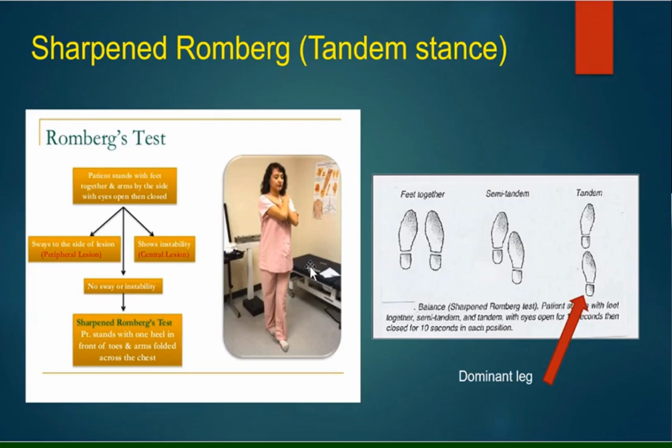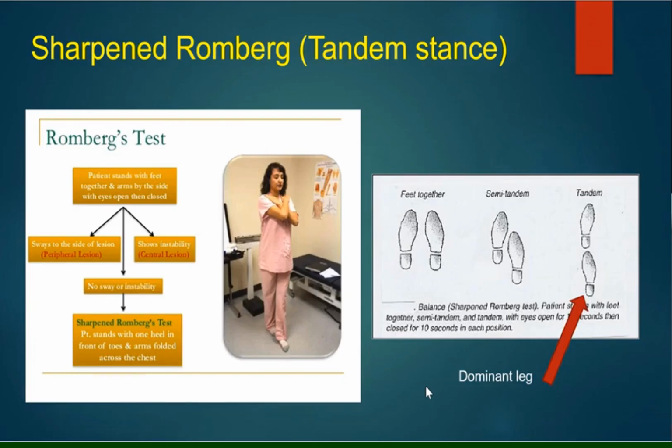And you want to do the test firstly with the dominant leg as the back foot, and then you can switch it out and see if there's issues with the non-dominant foot as the plant foot. So that's the skinny on the Sharp-Romberg test. It's a rapid screening test, and a positive screen would be the inability to hold the stance for 10 seconds or longer. So that's how that goes.